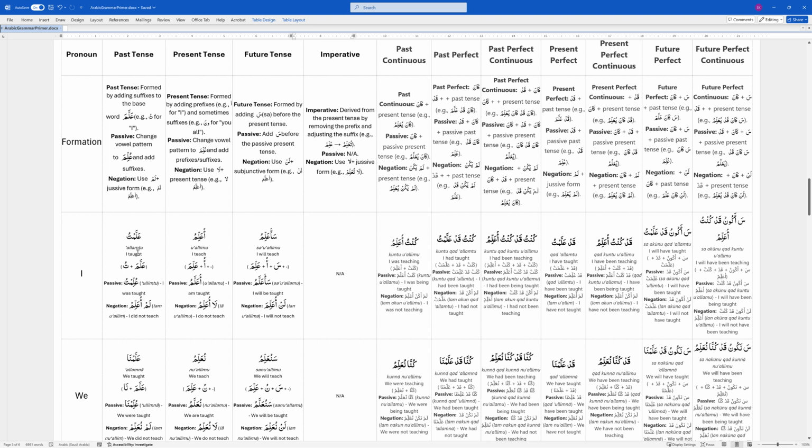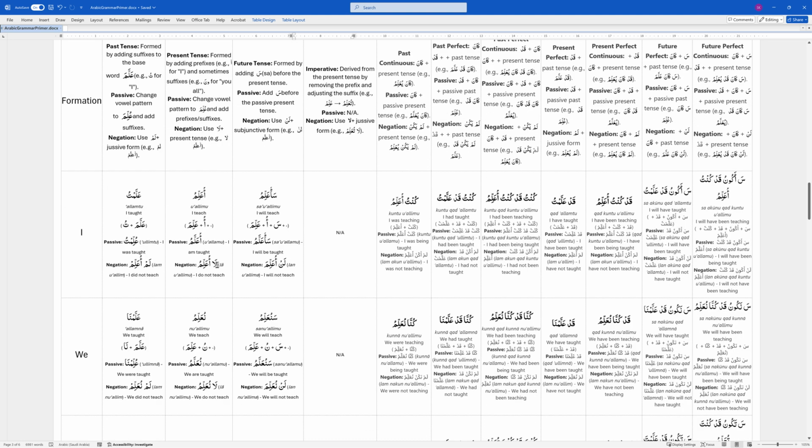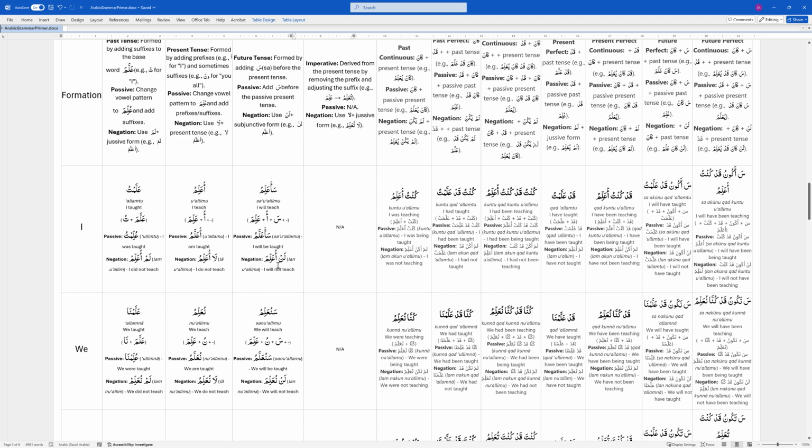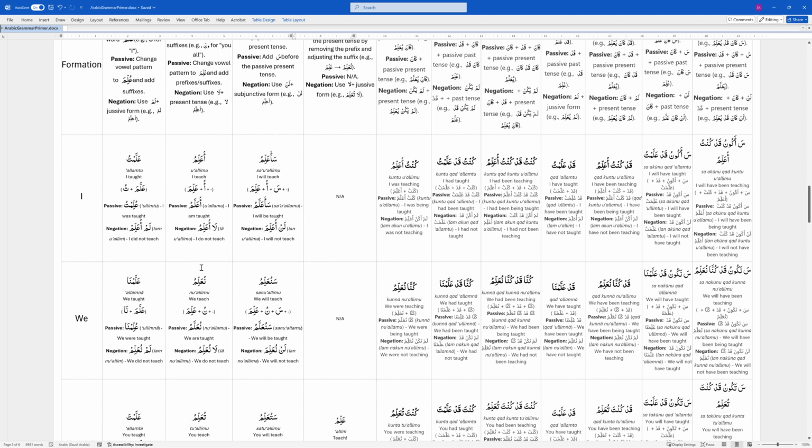of the verb. For example, I teach, I taught, I will teach, you will add an additional seen to the same present tense. And of course for the passive and the negation also, there is a little pattern there. So use la for the present tense, and you use lum for the past tense, and then you use len for the future tense.